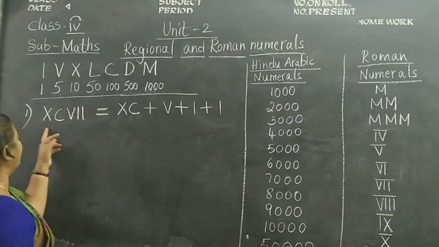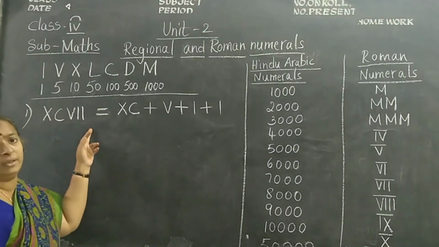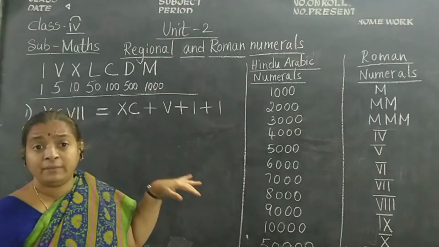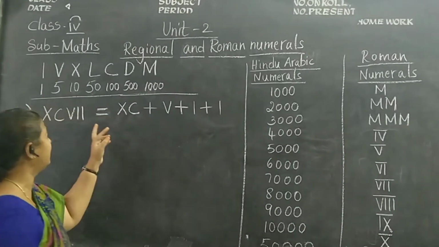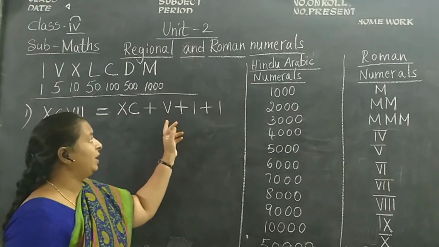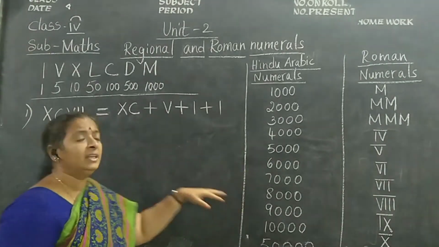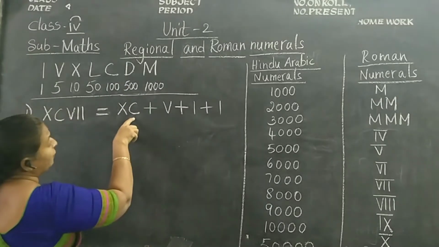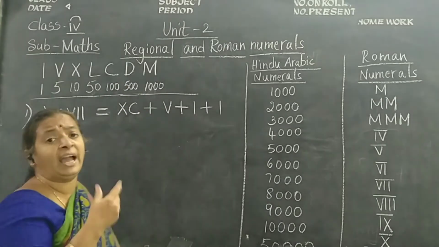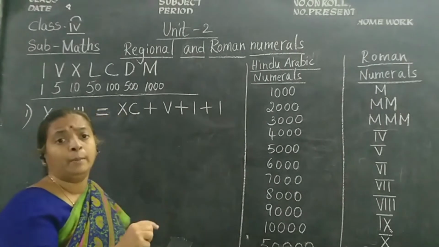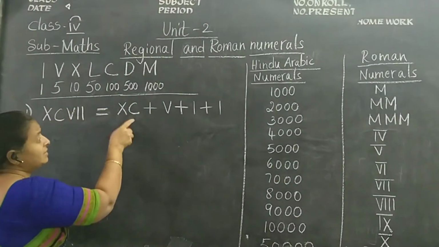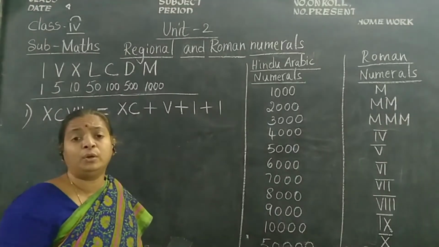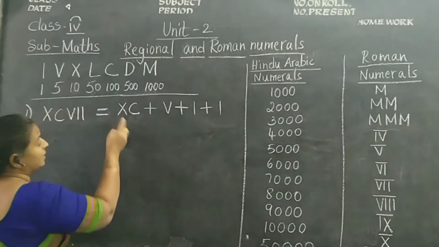See what they have given: XC, V, I, I. We should expand what they have given like this: XC plus V plus I plus I. What is this XC? C means 100. If the X is on the right side of the C, we should add its value to the C. But here, X is on the left side of the C, so we should subtract from 100.